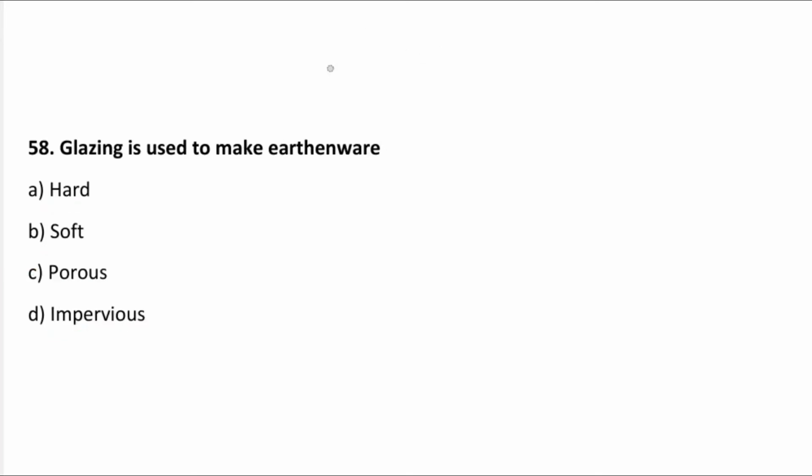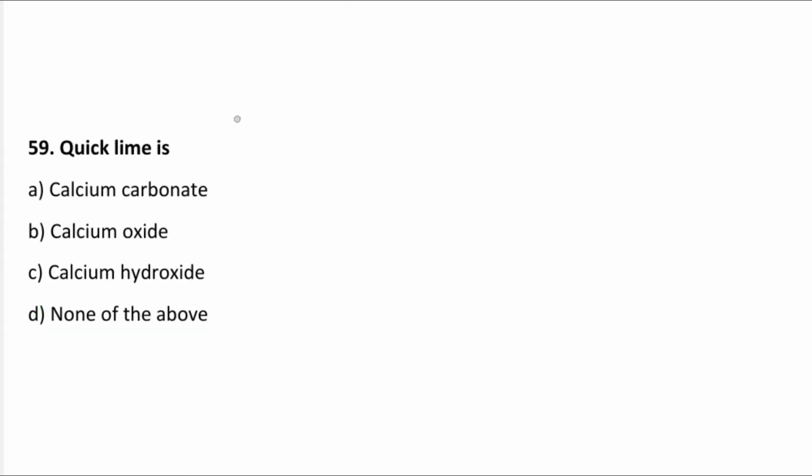Next question, glazing is used to make the earthenware: option A hard, option B soft, option C porous, option D impervious. The correct answer is option D impervious. Next question, quick lime is: option A calcium carbonate, option B calcium oxide, option C calcium hydroxide, option D none of the above. The correct answer is option B calcium oxide, that is CaO.